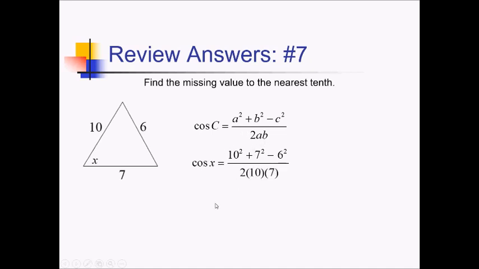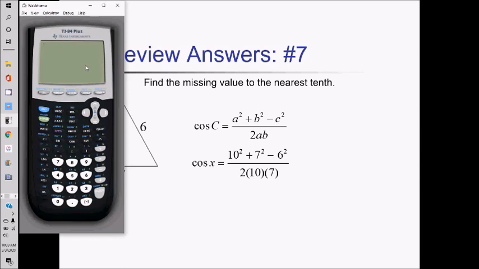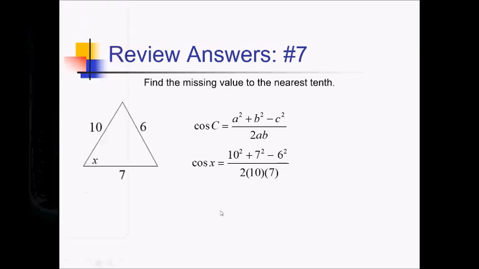And now let me plug this in my calculator. So I'm going to start by simplifying the right side of all this stuff. Let me just do alpha y equals to get my fancy fraction, press enter on n over d. And then we've got 10 squared plus 7 squared minus 6 squared all over, and now we have 2 times 10 times 7. And if I just press enter now, it'll simplify that fraction for me. So that's 113 over 140. And I'll just write down here that cosine of x equals that.